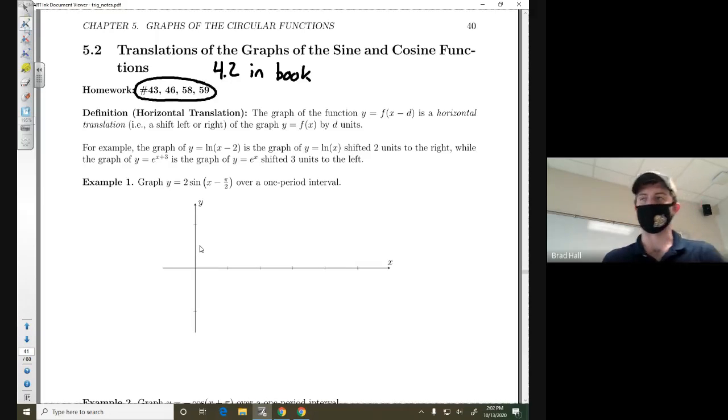The homework doesn't seem that bad. It's only 4 problems.